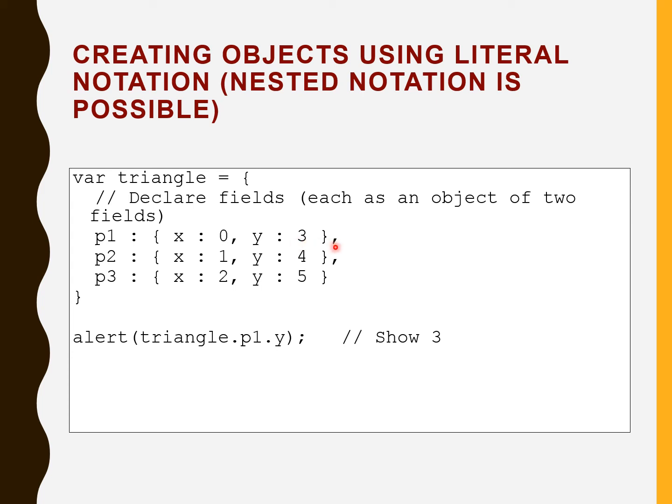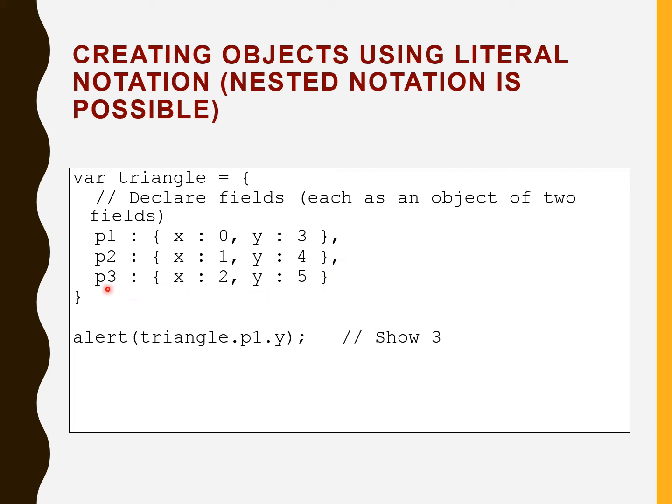After that the curly braces of P1 is closed and a comma is there. The comma gives the idea that there are some more attributes for the triangle. So the second attribute of triangle is P2 colon. Again curly braces is there, which gives the idea that P2 is also defined as an object which contains attributes X with value 1 and Y attribute with value 4. Again a comma is there, which indicates that some more attributes are there for the triangle object.